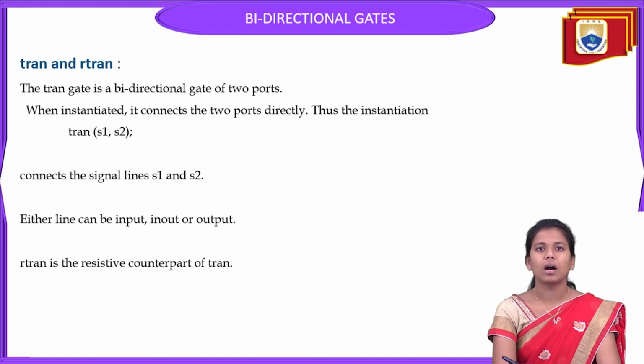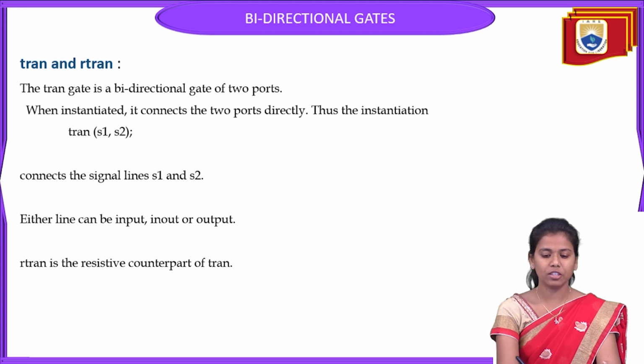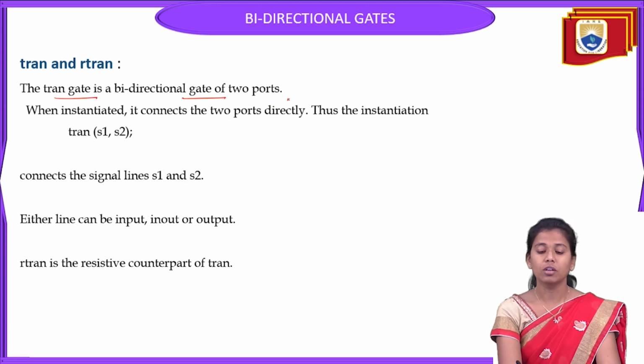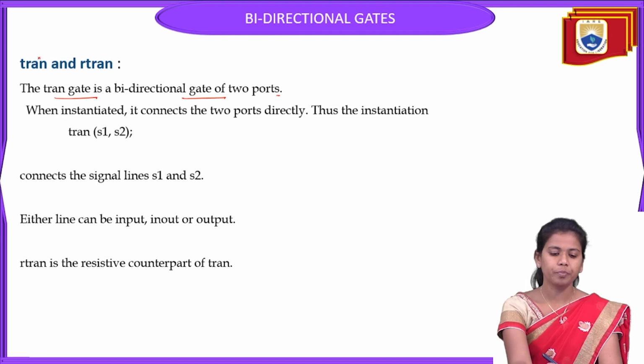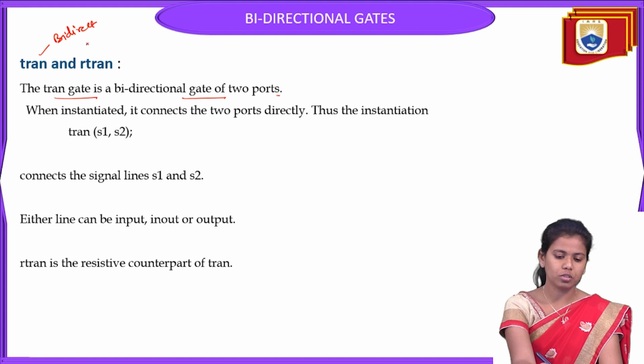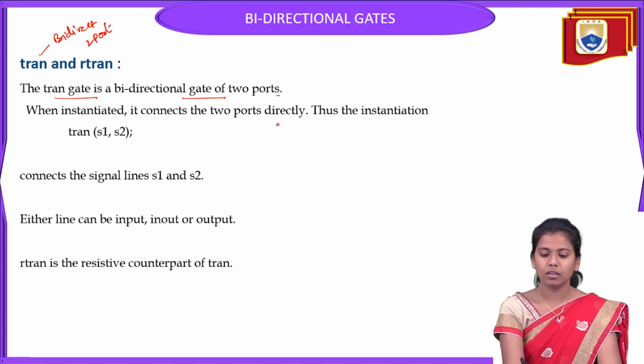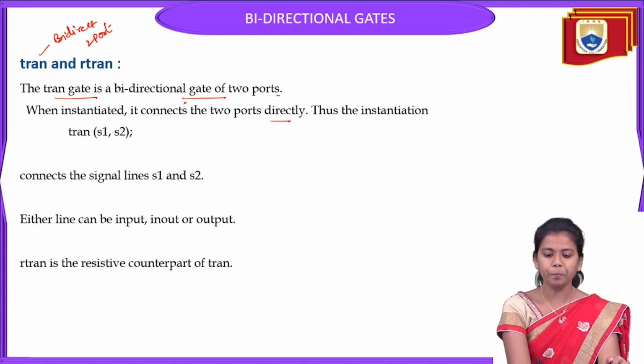So coming to Tran and RTran, what are these? These are the bidirectional switches. The Tran gate is a bidirectional gate of 2 ports. So here Tran is a bidirectional gate of 2 ports. When instantiated, it connects the 2 ports directly.